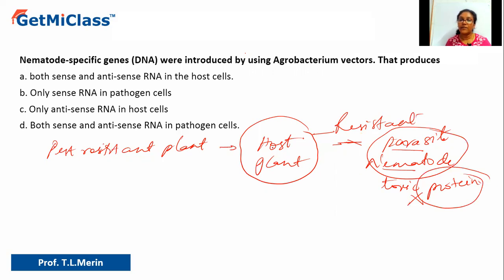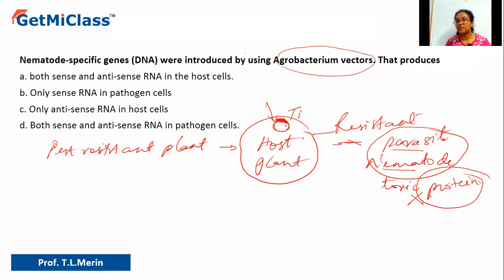So what do we do? We introduce the gene for that particular protein in the host by Agrobacterium, which will have the Ti plasmid. We introduce the gene in the Agrobacterium, and further we allow it to infect the host plant. Then the Agrobacterium will release its Ti plasmid within the host cell, that is the plant cell. And this Ti plasmid carries the gene for this particular protein.